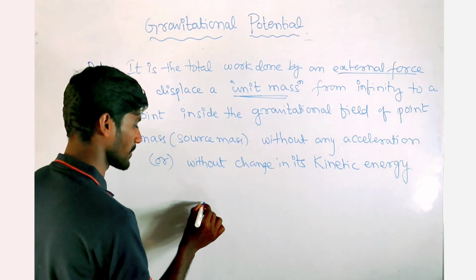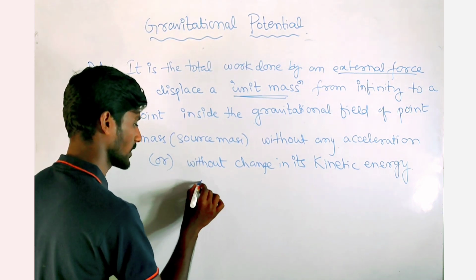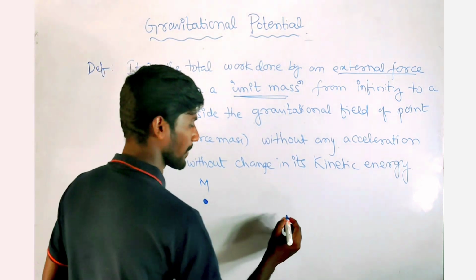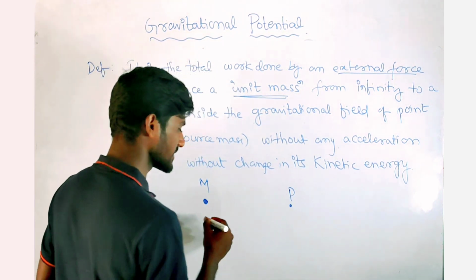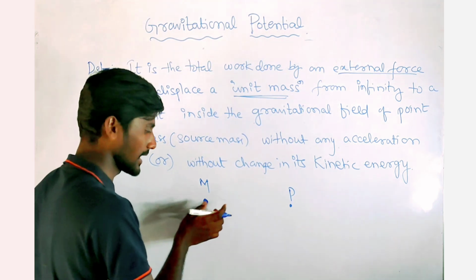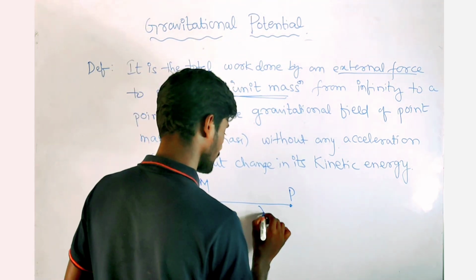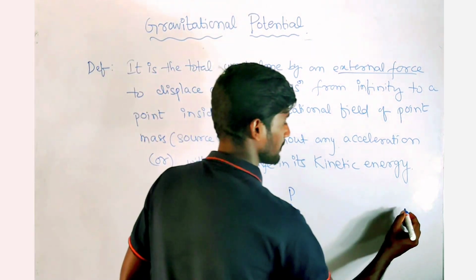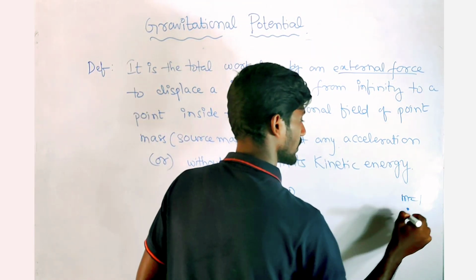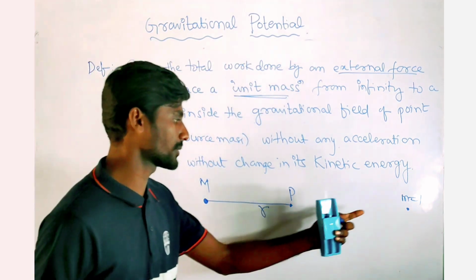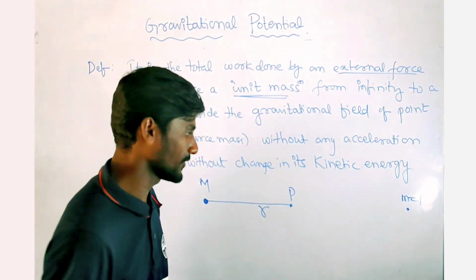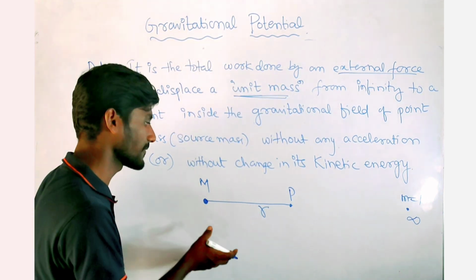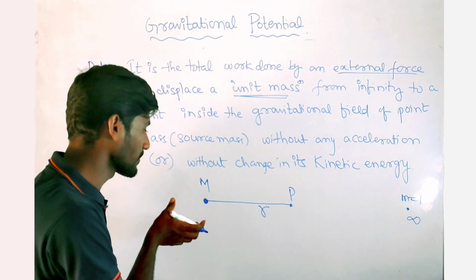Let's say we have a point mass capital M here. Okay. And that is fixed. Consider a point P which is at a distance of r from the center of the point mass capital M. Consider a unit mass at point infinity. So infinity is the point which is outside the gravitational field of the point mass capital M.